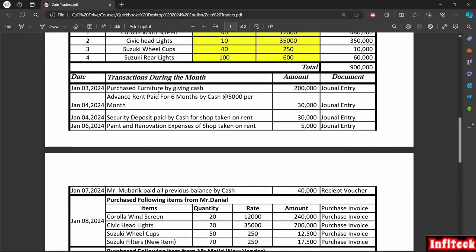Now the first transaction is purchase of furniture by giving cash. Now this furniture might be a one-time transaction. We are not buying furniture for our office every day. So it's a non-trading activity.